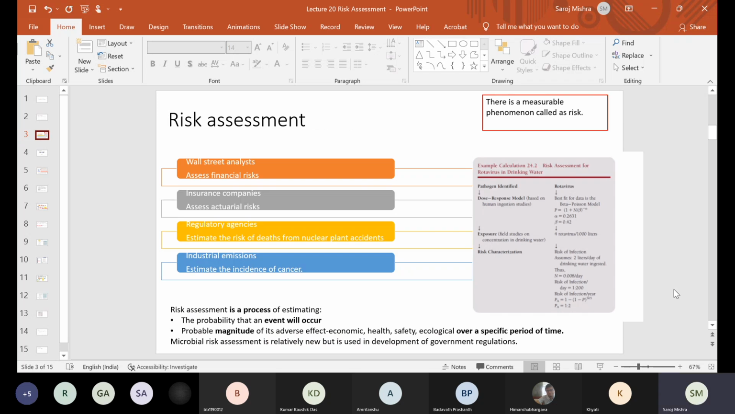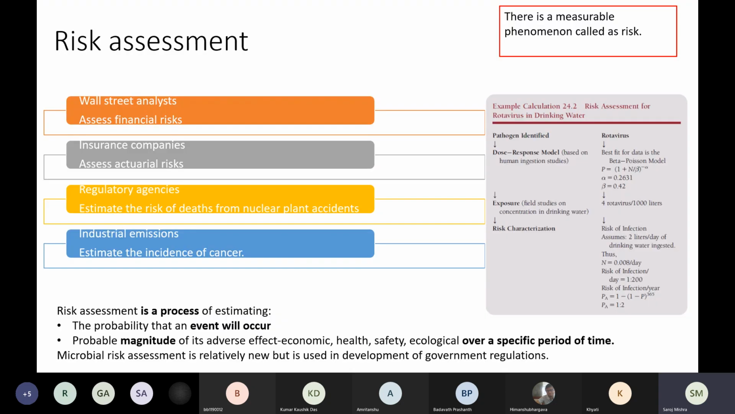Okay, so risk assessment is always a normal part of many, many activities. I'll give you some common examples to let you know where risk assessment is usually carried out. Number one, on Wall Street, where you have people playing with stocks, they make an assessment of the financial risk. If you were to invest so much, then what is the likelihood of a stock price going up to a certain level?